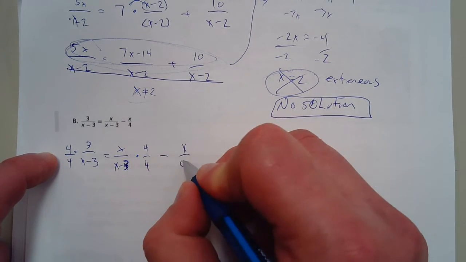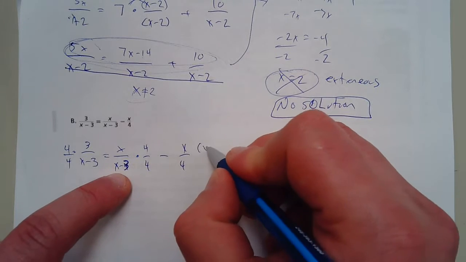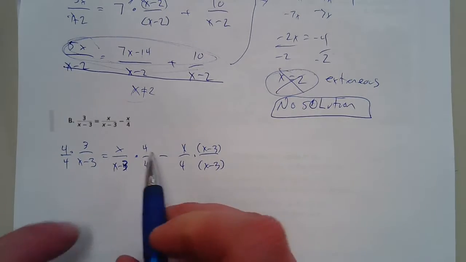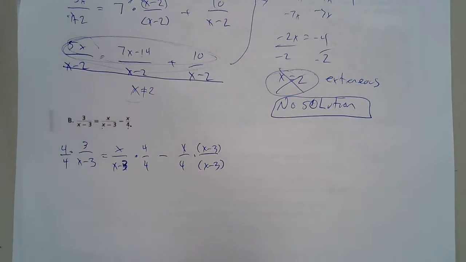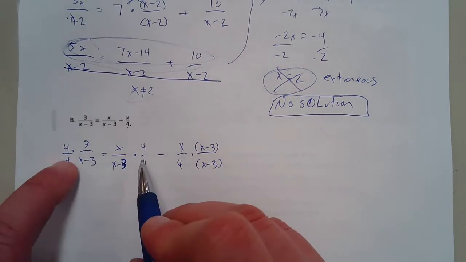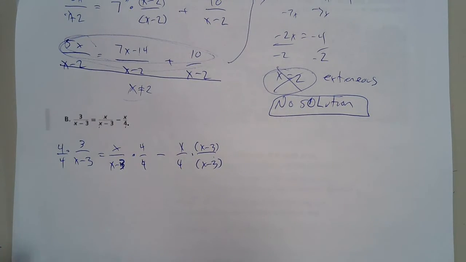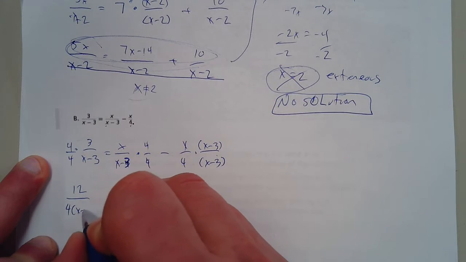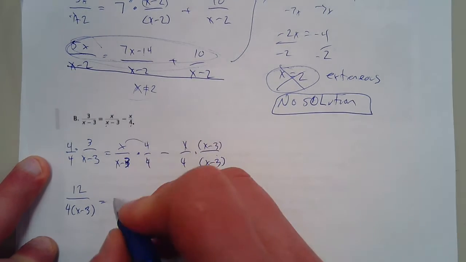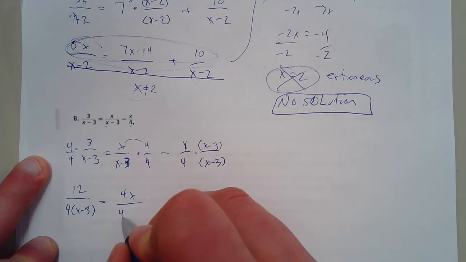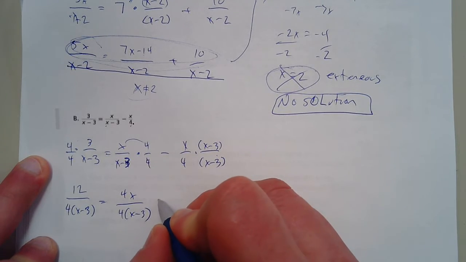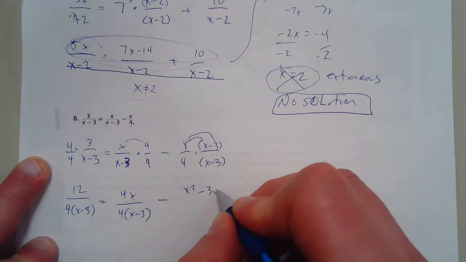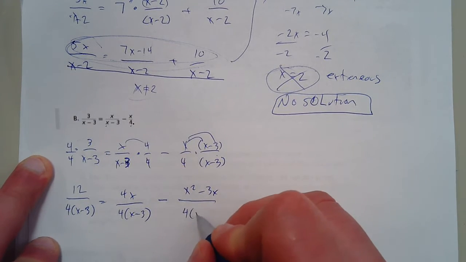And then this last term is going to need to get multiplied by x minus 3 over x minus 3. Basically, your thought process here should be each denominator needs the other denominator. All right? So each of them got multiplied by something. We're going to simplify this and kind of see how it goes. So I'm going to get a 12 on top here over this denominator. I'm going to get a 4x here over the same denominator. And I'm going to get x squared minus 3x over the same denominator.